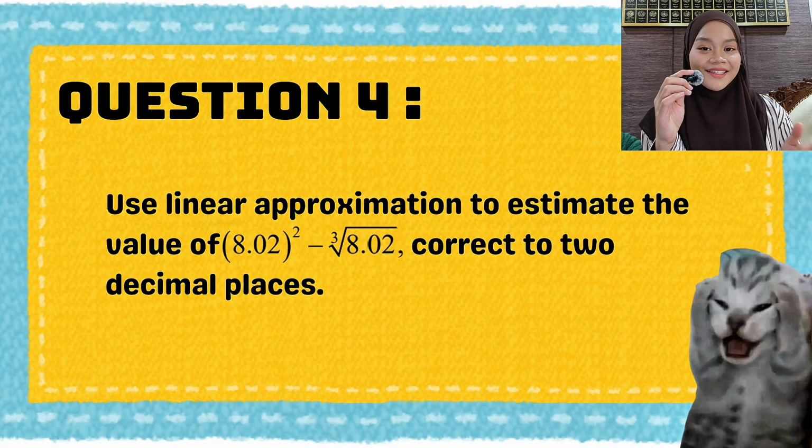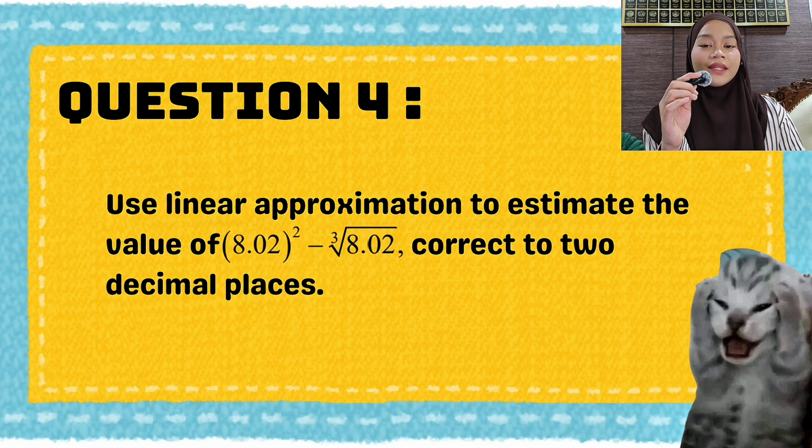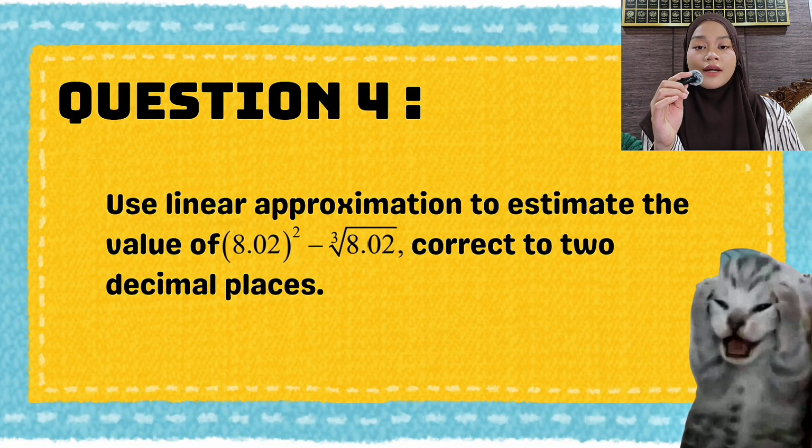And for the last question in this video, we have to use linear approximation to estimate the value of 8.02 squared minus the cube root of 8.02, correct to 2 decimal places. In this question, they ask us to estimate by using the linear approximation formula. So let's get right into it.